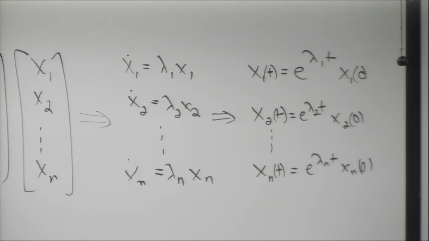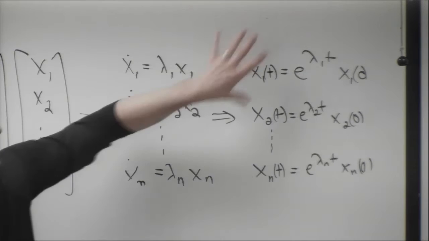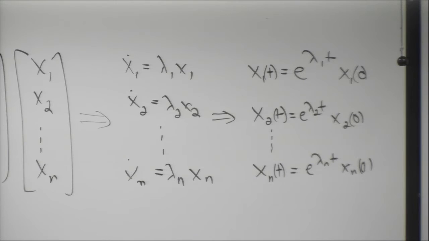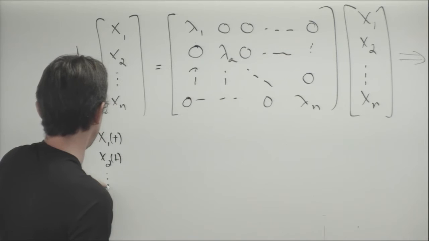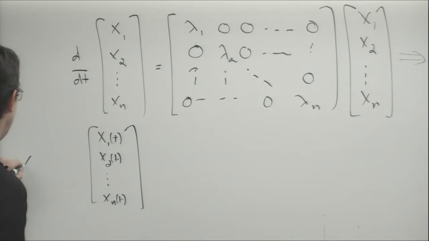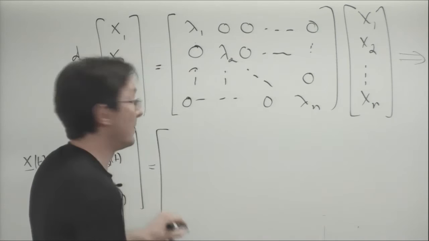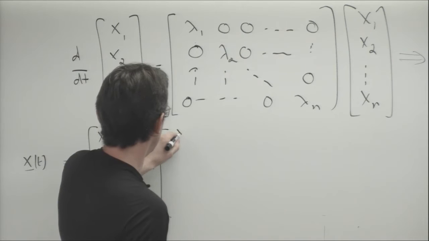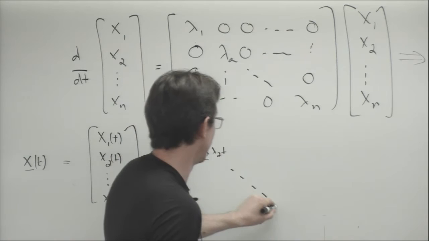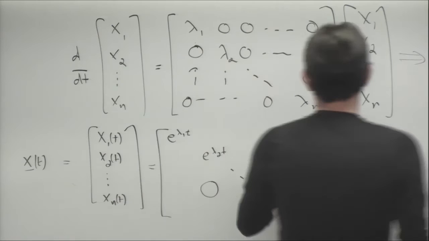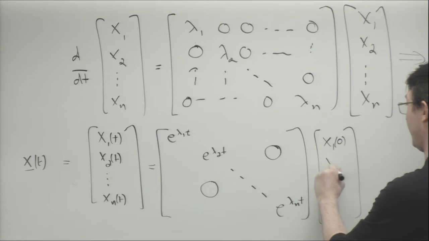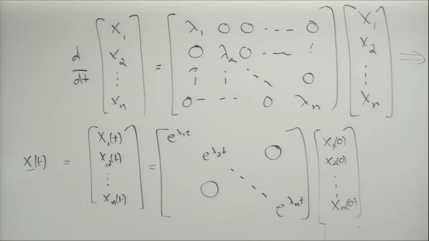And so I can take this very simple solution and write it in my convoluted matrix system of equations if I want. So I have x1 of t, x2 of t, dot dot dot, xn of t. This is really vector x of t, equal to a matrix with exponentials on the diagonal, e to the lambda 1 t, e to the lambda 2 t, dot dot dot, e to the lambda n t, zeros elsewhere, times my initial conditions, x1 naught, x2 naught, dot dot dot, xn naught. So this is exactly the same as what I wrote here. This is the solution in matrix form. I have exponential lambda t's on the diagonal, times initial conditions equals my solution at time t.